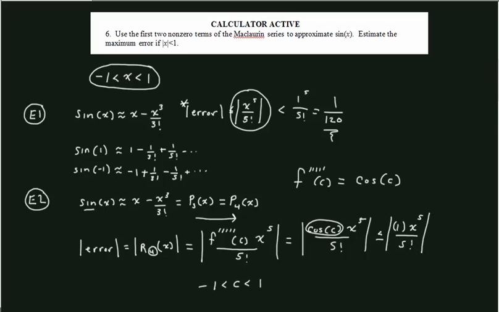in magnitude. Now we go back to saying that x is between -1 and 1. So the biggest amount of error that this could be is when x is equal to 1, so it's less than 1 over 5 factorial, which equals 1 over 120. The same answer, the same bound that we got using E1. That won't always be the case, but it is the case here.